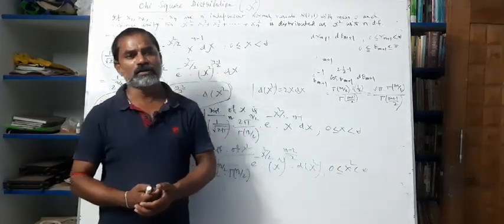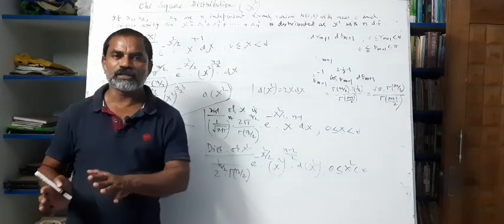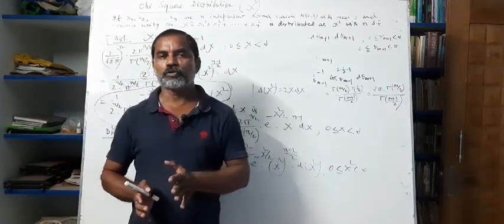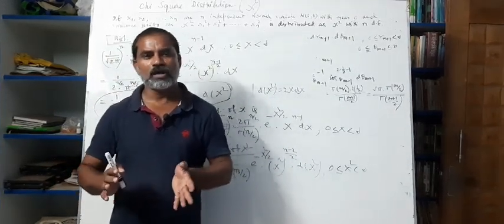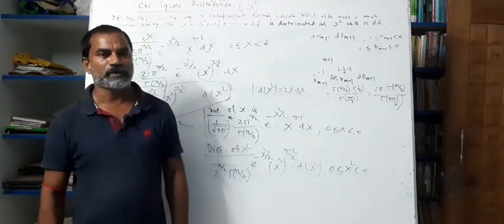You must study the moment generating function, that is 1 minus 2t whole to the power minus n by 2, and then such properties. Thank you.